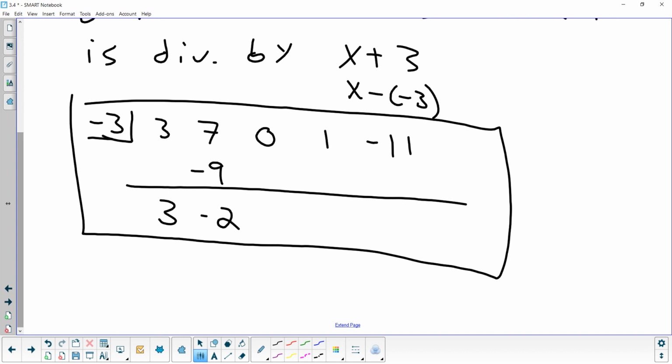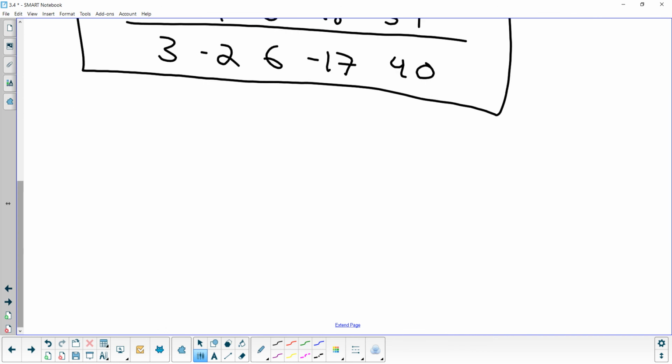And now repeat that process. What's -2 times -3? 6. And Francesca, 0 plus 6? 6. How about Matt, what's -3 times 6? -18. Plus 1? -17. What's -17 times -3? 51. Plus -11 gives me 40.